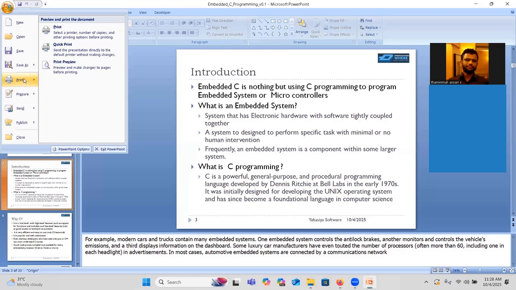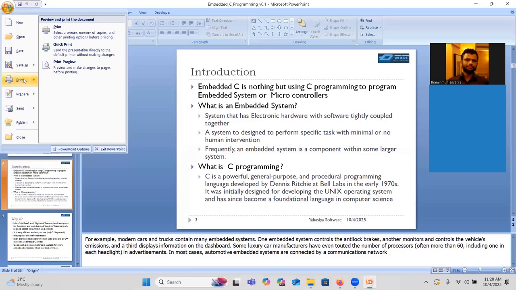If you are able to do programming using only zeros and ones, you are very great. But it is not that easy. It is possible, but you will make a lot of mistakes. That's why they developed this programming. So C programming is a high-level programming language. So now we know what is embedded system and what is C programming.